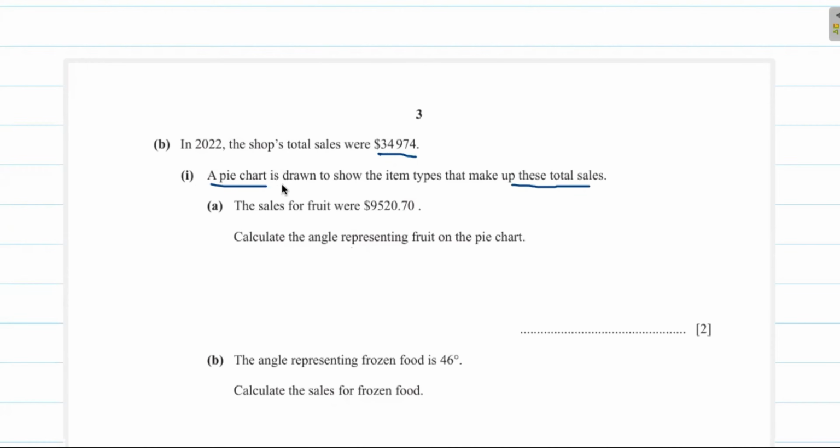Part B. In 2022, the shop's total sale was $34,974. A pie chart is drawn to show the items that make up these total sale. Part A, the sale for fruit were 9,520.7. Calculate the angle representing fruit on the pie chart. You see here the total sale of the shop is 34,974, and this total sale is drawn on the pie chart.